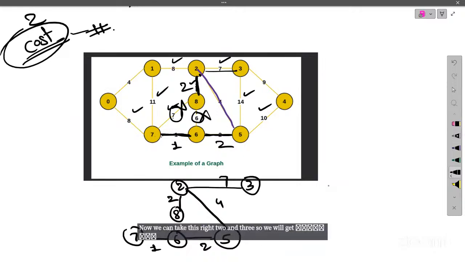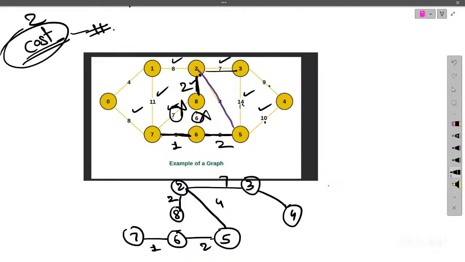Now we have choices: 14 we can take, 9 we can take, 10 we can take. Here I cannot take 14 or 10, because obviously they will create a cycle, but I can take 9 and connect vertex number 4 to vertex number 3. So in such a larger scale graph, you have to connect the vertices. Now observe which vertices are not connected yet. We have connected all vertices except 1 and 0.